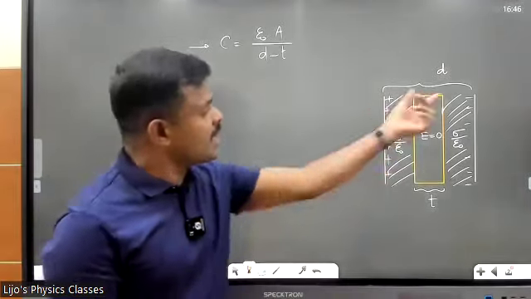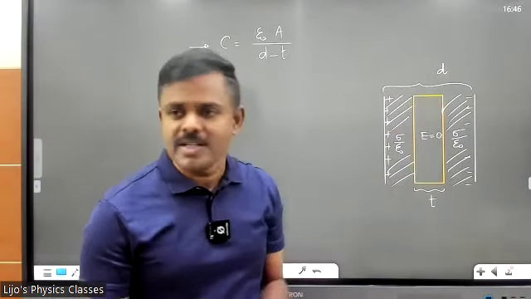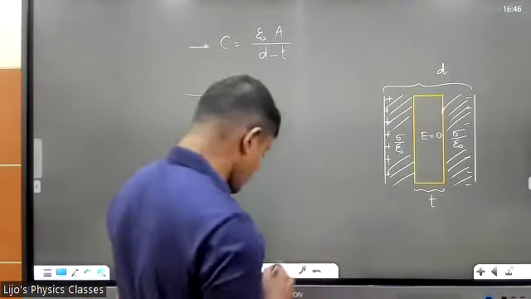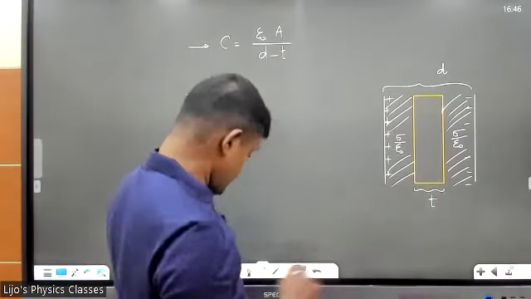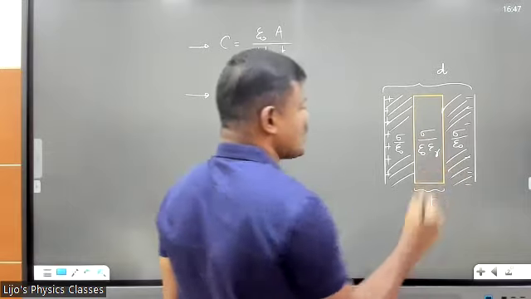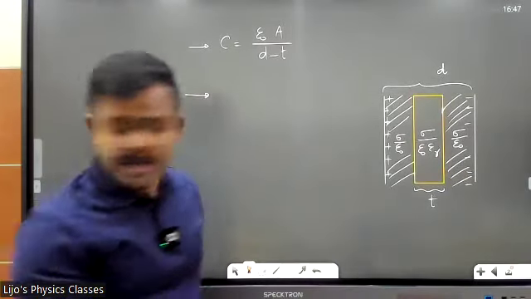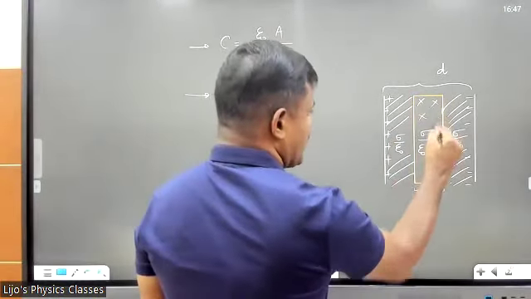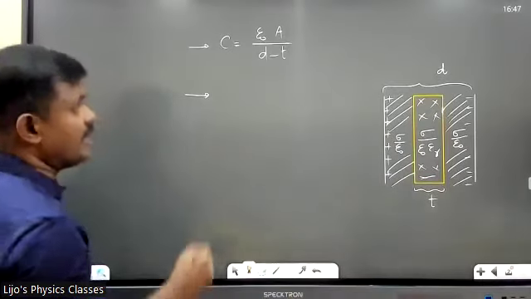This is a conducting slab, right? What if it is a dielectric? The electric field is not 0 anymore. It is some other value. How much? Sigma by epsilon 0, epsilon r. It is a different electric field inside. So the equation also will be different in that case.